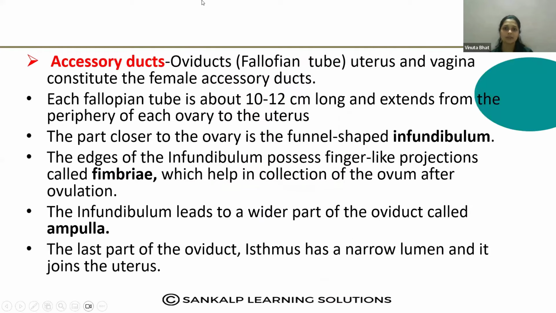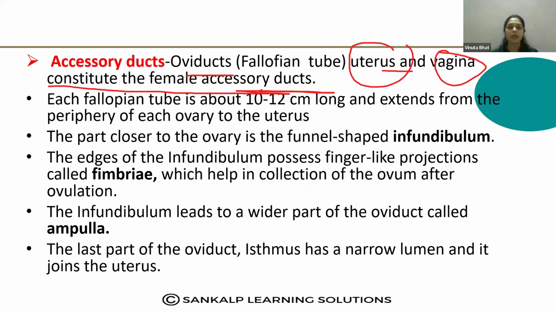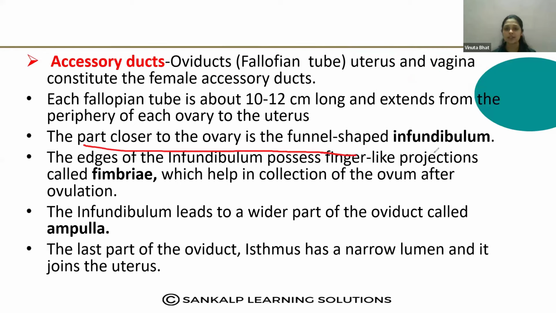Yes, already we studied that the oviducts, the uterus and the vagina constitute the female accessory ducts. Very important: uterus, vagina and the oviduct or the fallopian tube. So what are the parts of the fallopian tube? The part which is closer to the ovary, a funnel shaped structure, is the infundibulum.